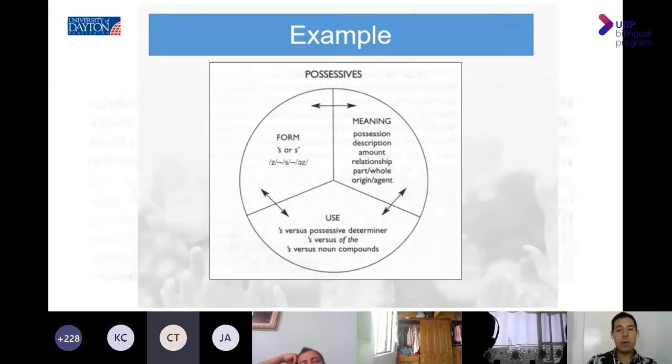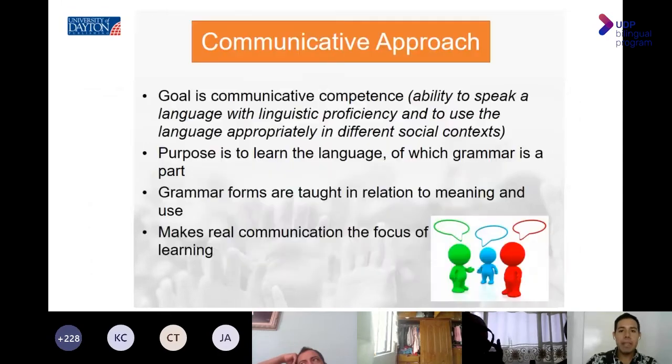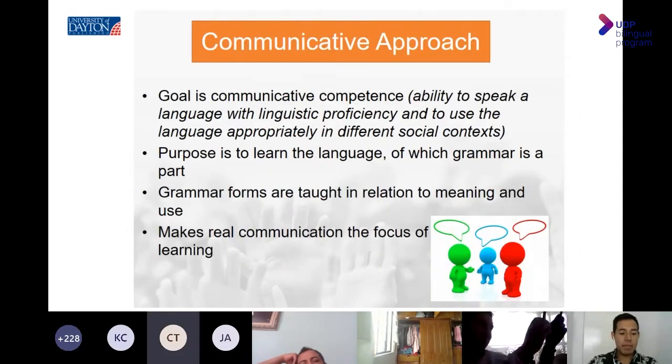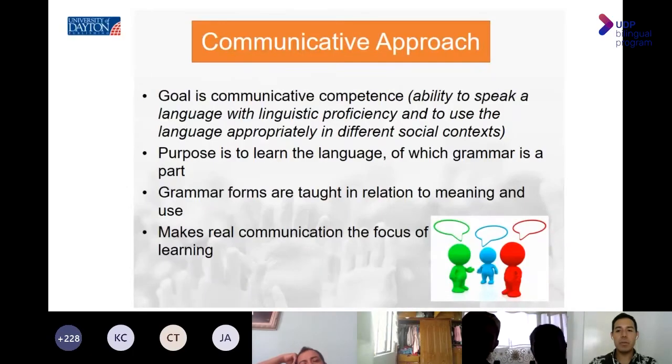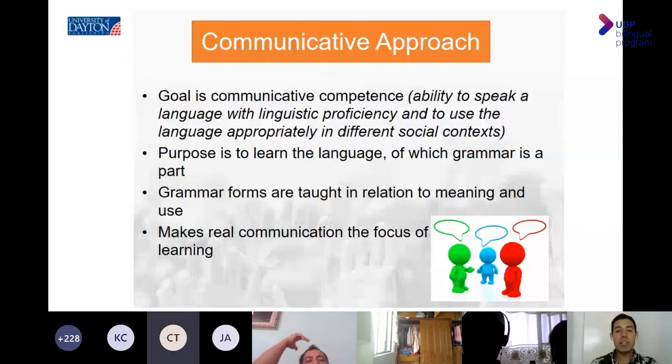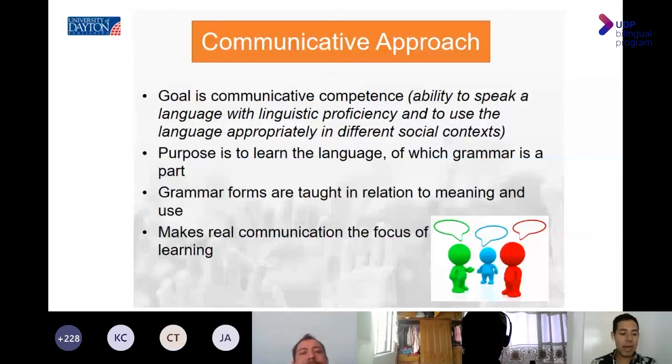And also, when we talk about the use, of course, we focus on situations. When are we going to use this form? When are we going to use this structure? And that's when we talk about communicative activities and communicative language teaching. Okay, the communicative approach. Well, as I said before, the goal is to develop communicative competence. What is that? This communicative competence is the ability to speak a language with linguistic proficiency and to use this language appropriately in different social contexts, situations. That's something you had already mentioned.